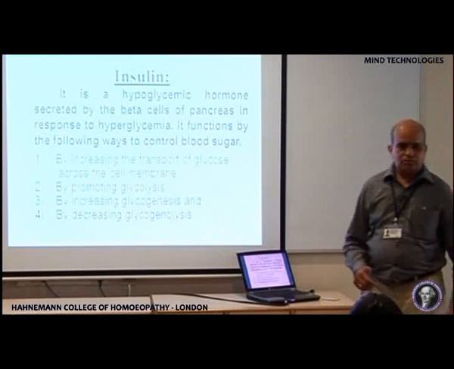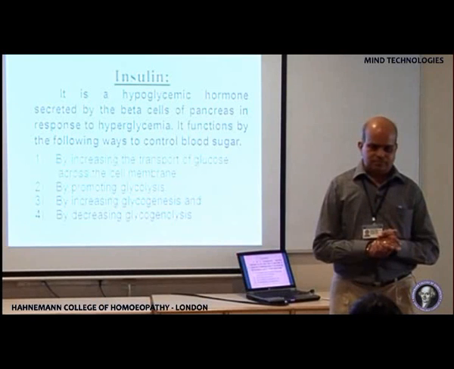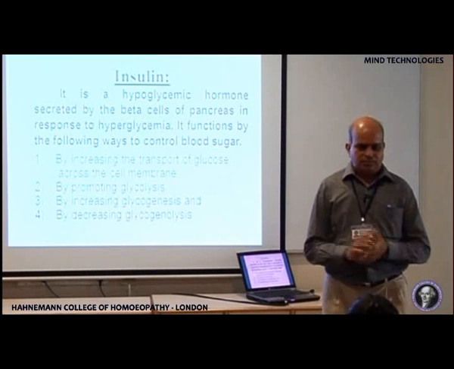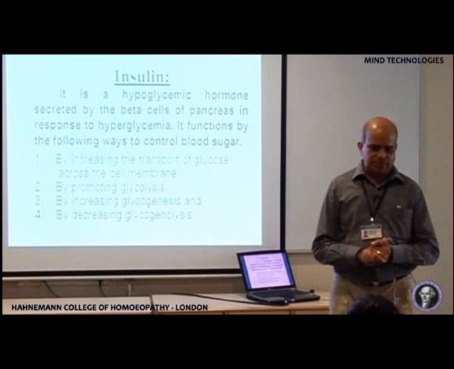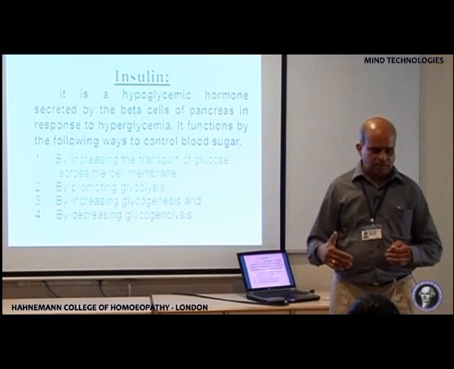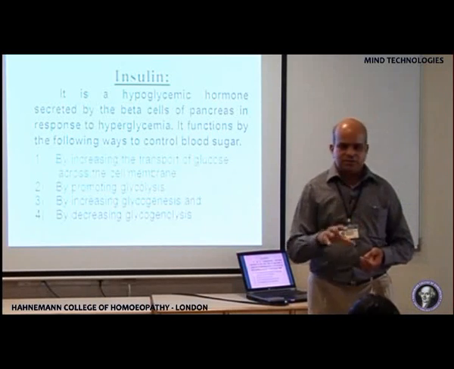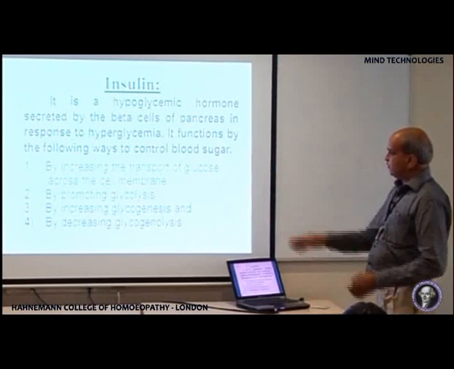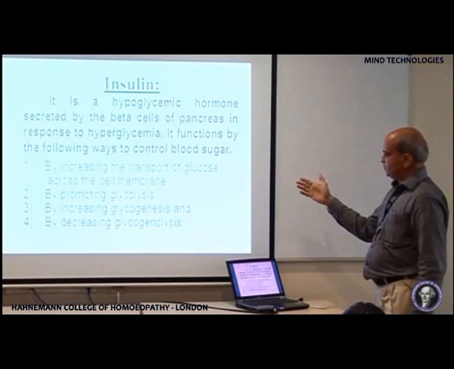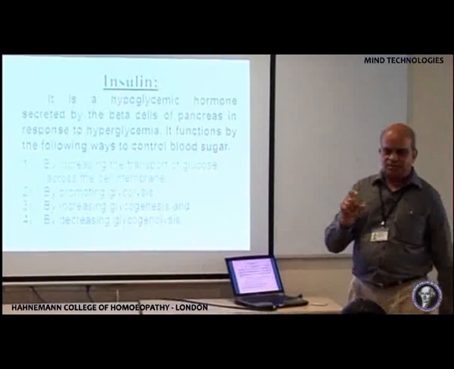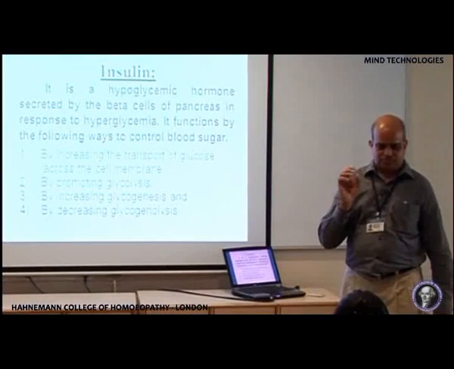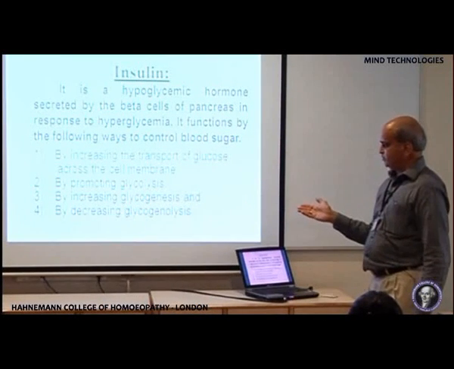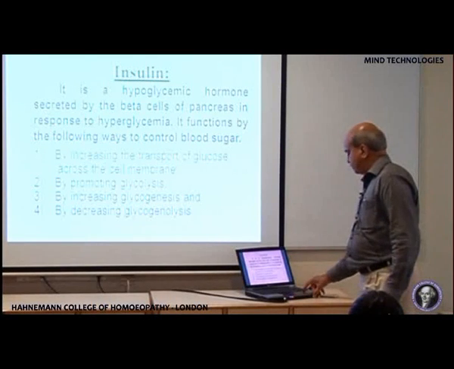The first one, a very important hormone, is the insulin. Now if we go on studying the pancreas, in this pancreas there are the islets of Langerhans, with alpha, beta, delta, and PP types of cells. At present we are concentrating only on the insulin, and it is the hypoglycemic hormone secreted by the beta cells, which everybody knows. But what exactly is this insulin doing? By increasing the transport of glucose across the cell membrane. Try to get the idea of the physiology. Also by promoting glycolysis, by increasing glycogenesis, and by decreasing glycogenolysis. So these are the aspects that the insulin is able to do.